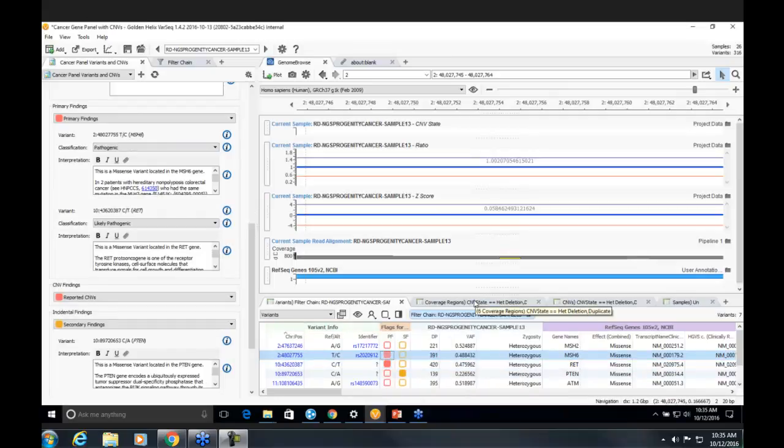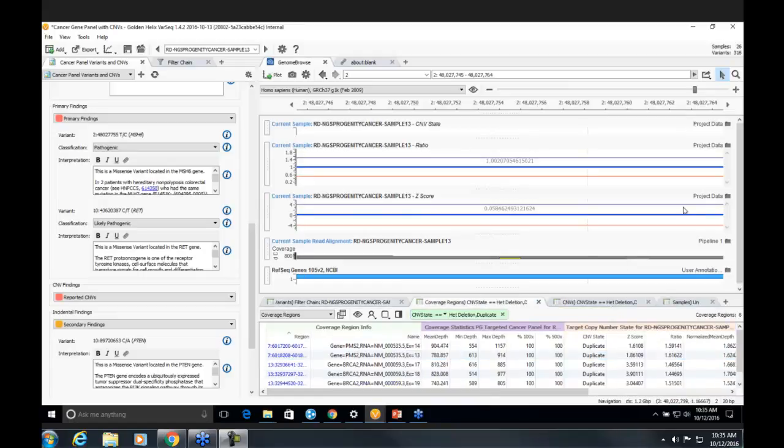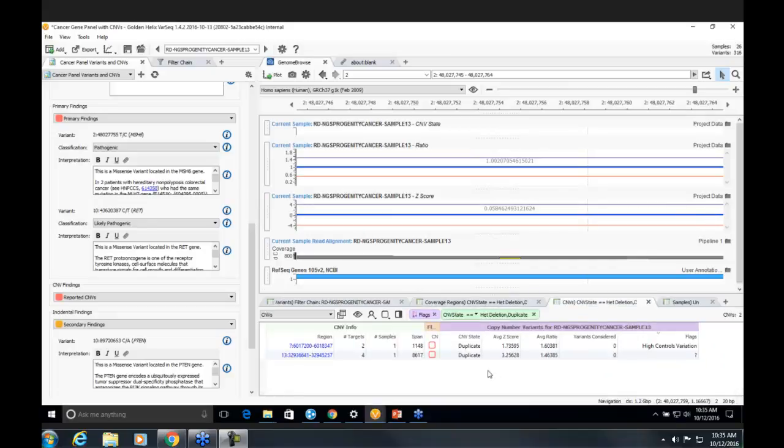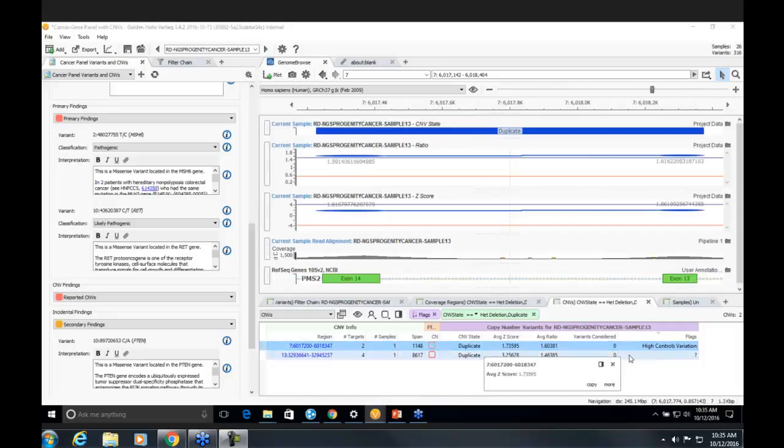We can do a similar sort of thing with copy number variations. We can include copy number variations in our reports. If we move over here to our copy number events, we'll see that in this sample, sample 13, we have called 2 copy number variations. So let's look at these copy number variations and see if they appear to be legitimate. This first one was flagged as having high variation between the controls. So let's inspect this variant and see if it looks like a real variation.